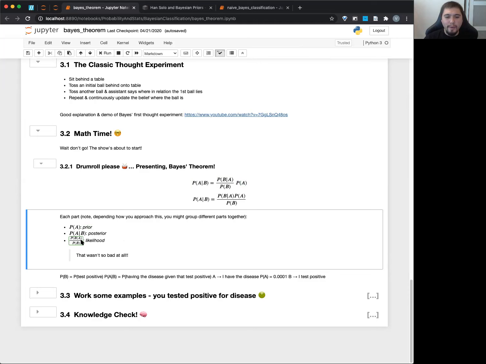We can talk about likelihood. Likelihood actually means something very specific mathematically. But essentially you can think of it as: what is the thing we're observing? And then we use the information that we believed already, and what we observed, to get our new posterior, our new updated belief. Okay, does that make sense?